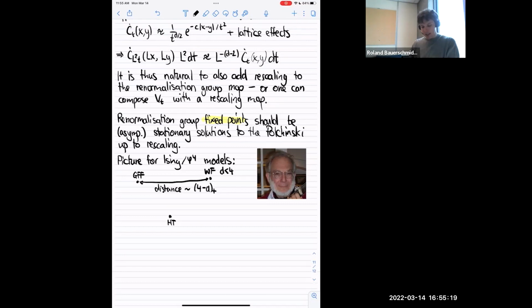Well, for the UV limit, the one you see is the free field fixed point. The free field fixed point is the one that is in dimensions 2 and 3 that is stable for the UV.